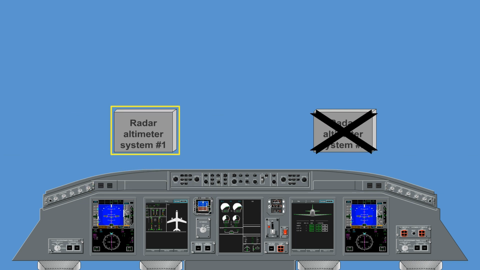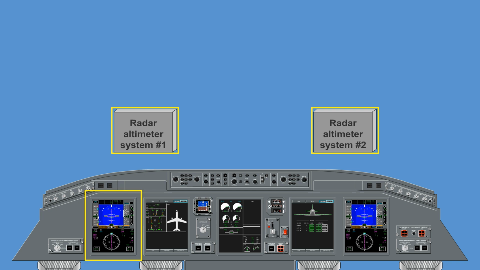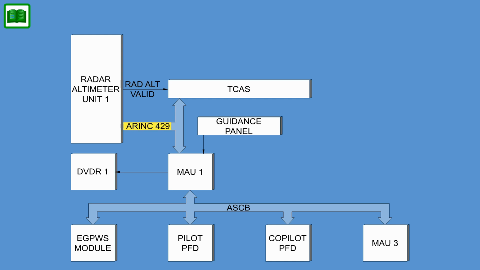In a single system installation, the same radar altitude is displayed in both PFDs as a digital readout. In a dual system installation, PFD1 displays System 1 radar altitude, and PFD2 displays System 2 radar altitude. The system interfaces with the TCAS, which uses the radar altitude information to inhibit descend resolution advisories. The system also interfaces with the MAU for data distribution and integrity checking.